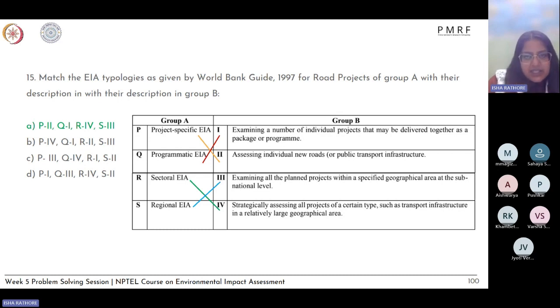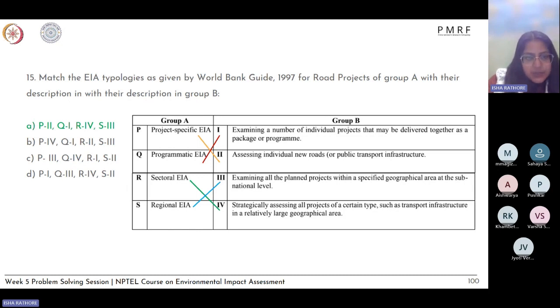Then programmatic EIA deals with examining a number of individual projects that may be delivered together as a package or program. So for example, your metro project, which can have different metro lines, which are by themselves individual projects, but they are being considered together in that bundle or package of the metro project. So Q matches with 1.